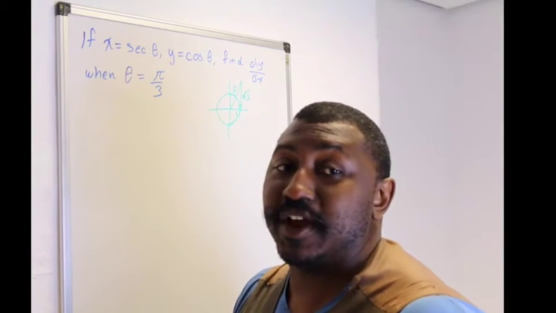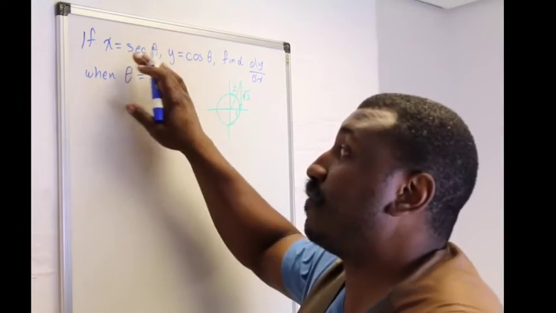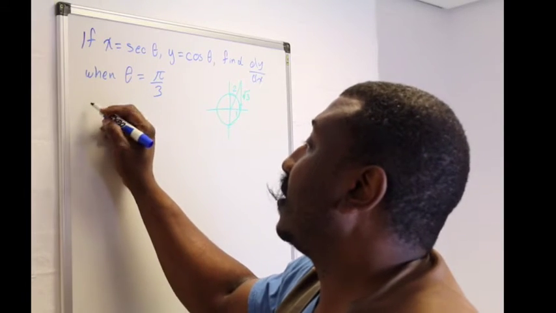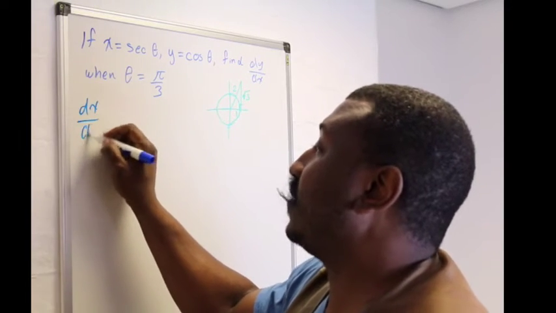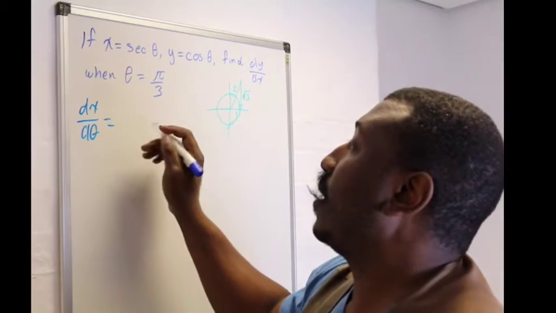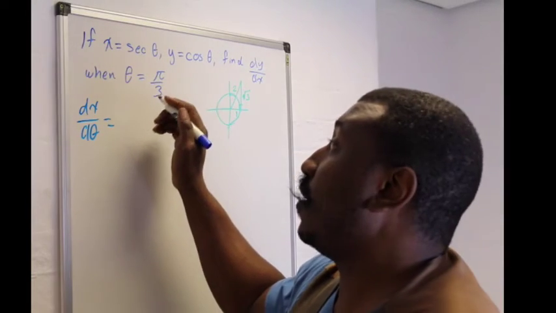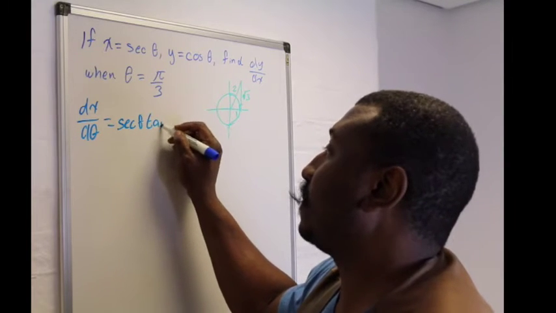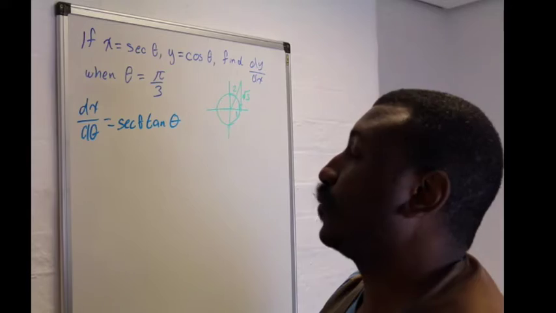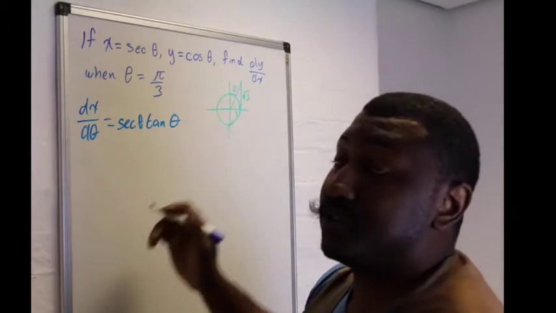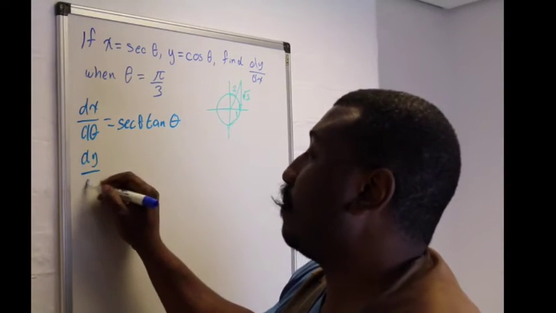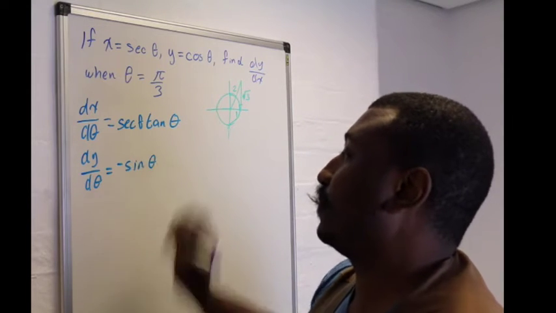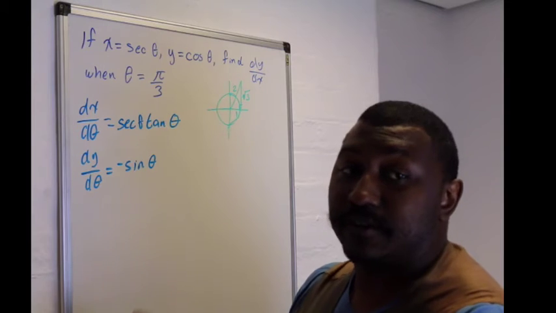Now, again, according to our strategy, the first thing I want to do is differentiate both of these equations with respect to theta. So, dx over d theta, well, from last week's lesson, we realized it's just secant theta tan theta. We differentiate y with respect to theta. We have dy by d theta is equal to minus sine theta. So that's our first step.